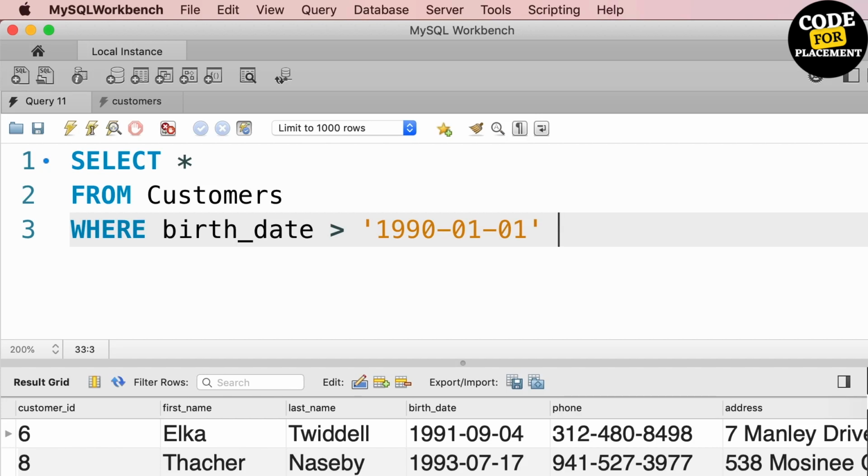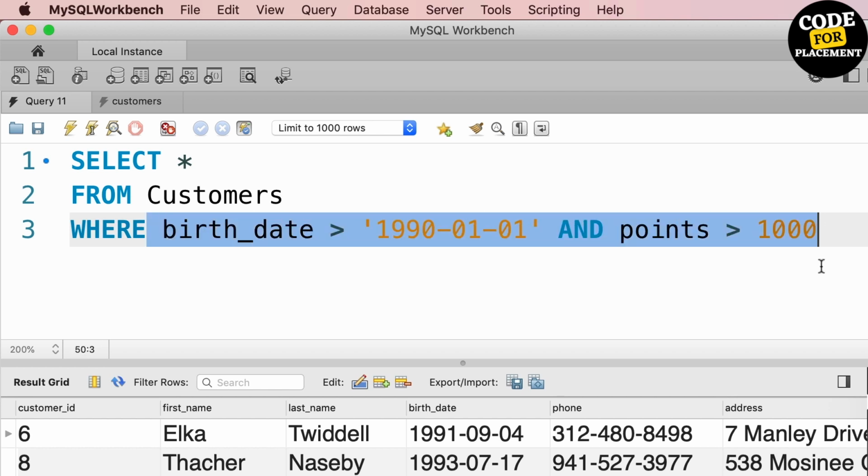In today's tutorial, we are going to talk about combining multiple search conditions when we have to filter the data. So let's get started. Basically, if you see, all the customers born after 1st January 1990 and points greater than 0, here I am using the AND keyword. So basically I am using an AND condition along with the birth date.